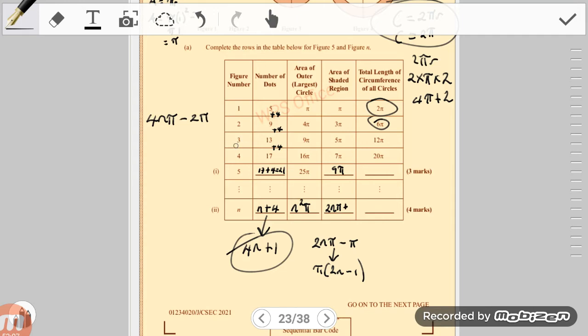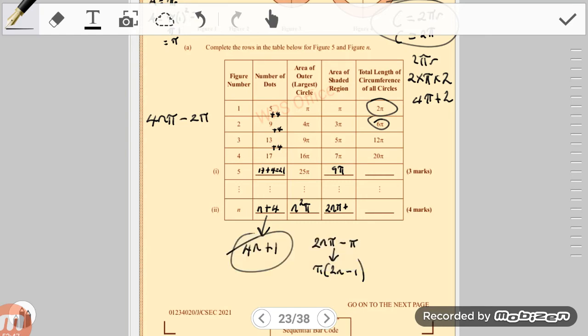Let's try for figure 3. If it works for this, then more than likely it will work for everything else. So let's implement 3 here for n. 4 times 3, that's 12, so that's 12 pi. 12 pi minus 2 pi gives me 10 pi. So it's not working out for that. Alright, so it works for the first 2, but it's not working for this one. So we need to do an adjustment here, guys.